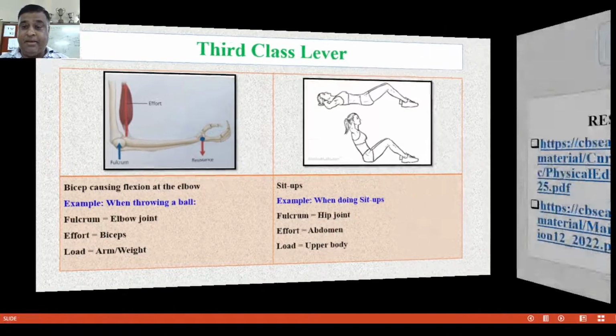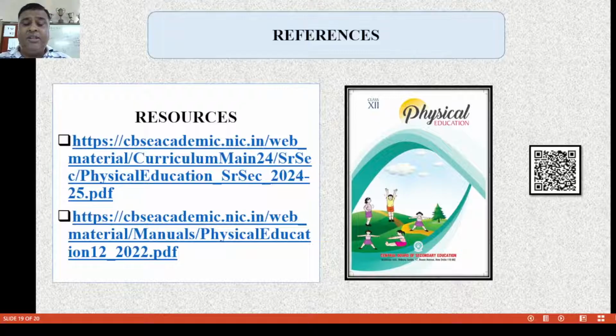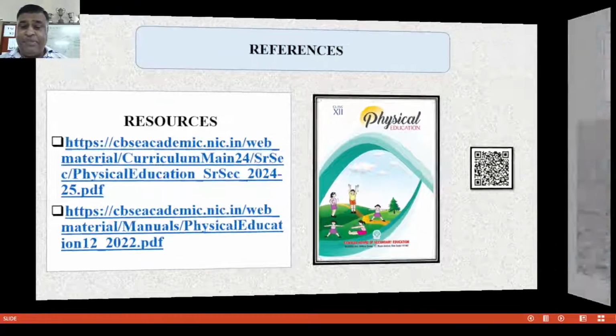The references I have taken are purely from the 2024 curriculum, and the manuals and books which we are using as references are easily available on the CBSE site.